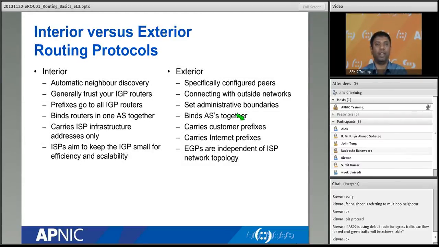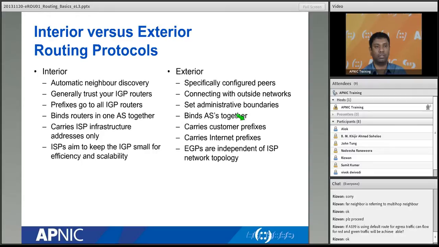Comparison between interior and exterior protocol. Interior protocols automatically discover the neighbor. There are some exceptional cases in OSPF, but they normally discover the neighbors automatically. But with an exterior protocol, we have to configure the neighbors. In an interior protocol, normally you trust your IGP routes. And in BGP, normally you are connecting with external routers, so trust has to be there.